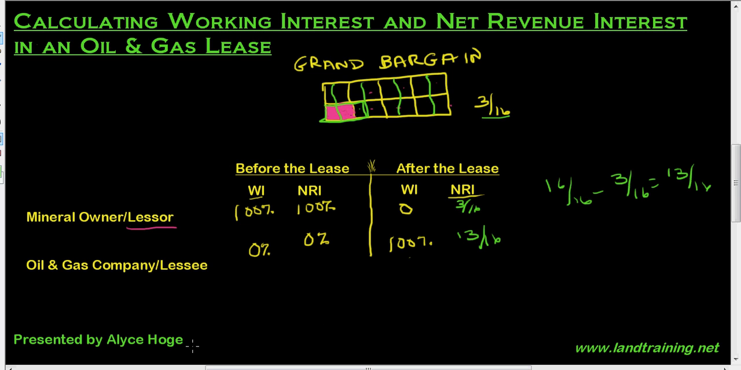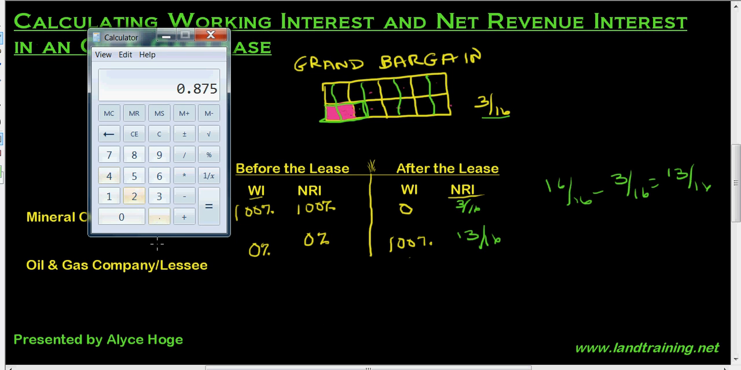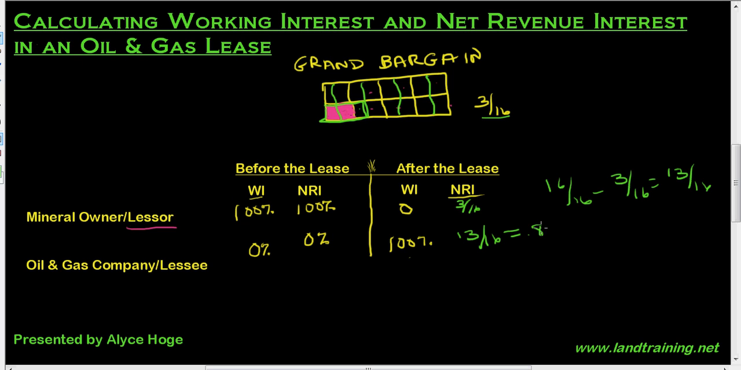Now, if we want to know what that decimal is, again, we're just going to look at 13 divided by 16, the balance left. That's going to be 0.8125 net revenue interest for the oil and gas company, or an 81.25% net revenue interest. When it was 1/8, it was 87%. Now we're down to 81%. So you can see that the net revenue interest for the oil and gas company decreases the higher the royalty goes.